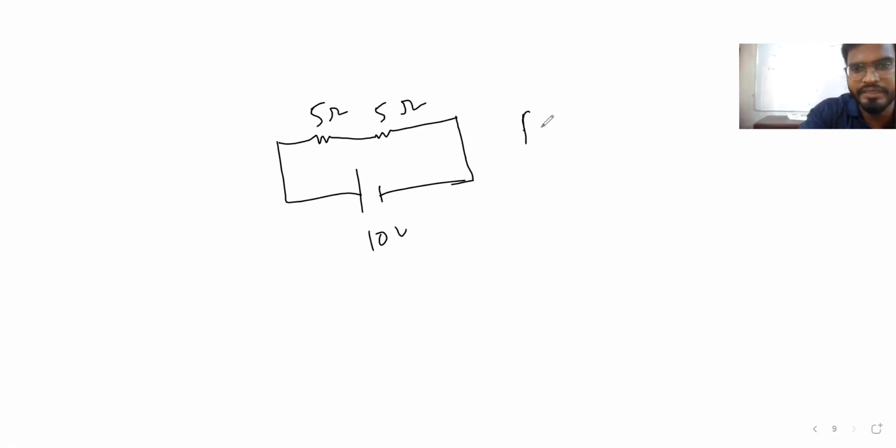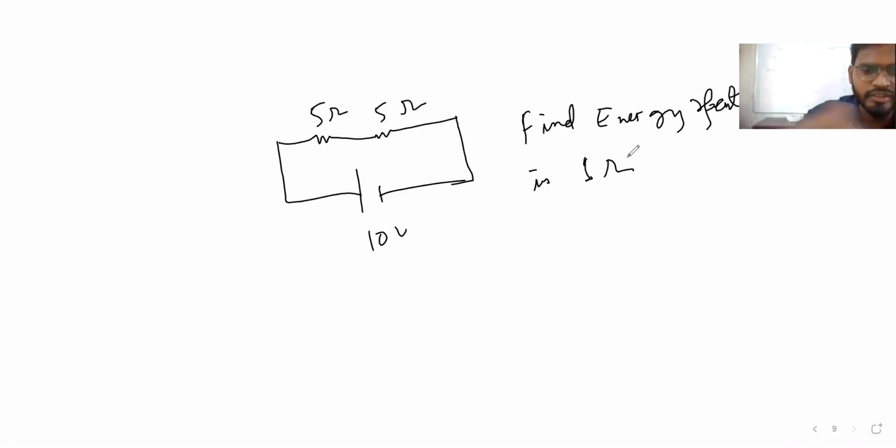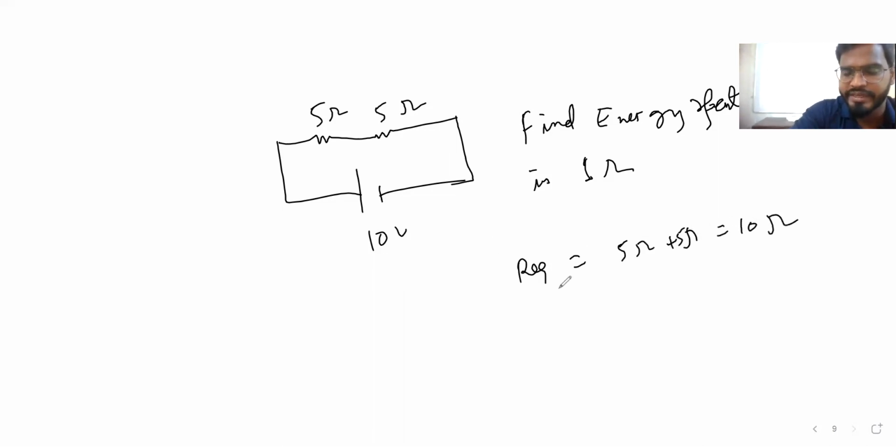Now they're asking to find energy spent in 1 ohm. For finding energy, we have VIT. So let's first find R equivalent. R1 is 5 ohm plus 5 ohm, so it is 10 ohm. And voltage is 10 volt. We will have to find I.